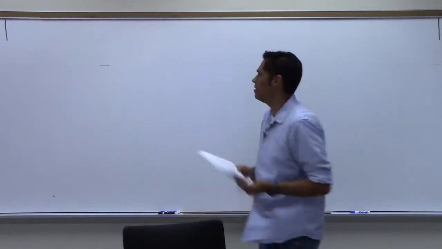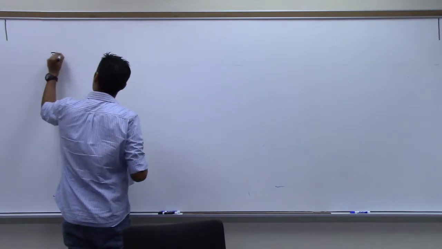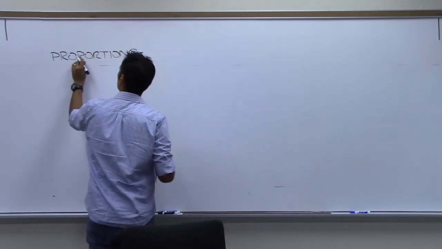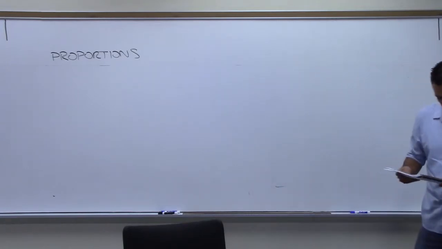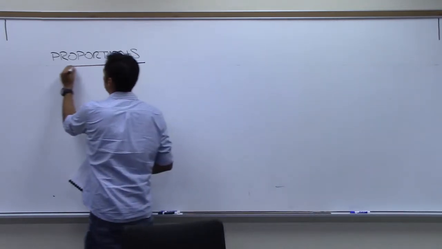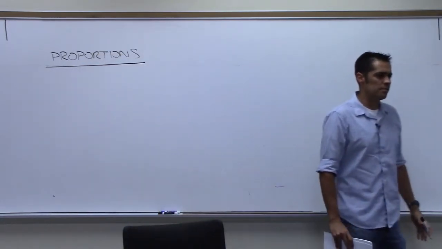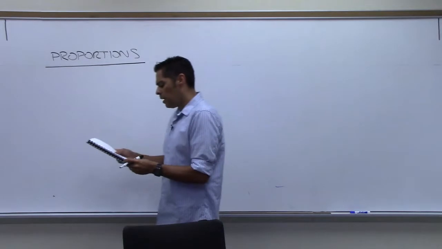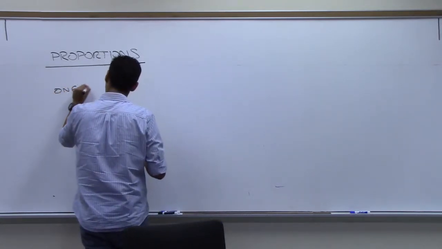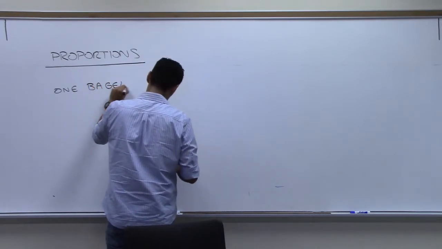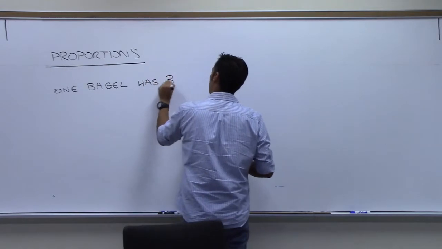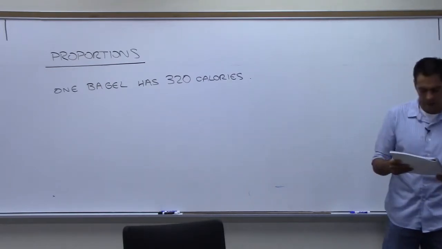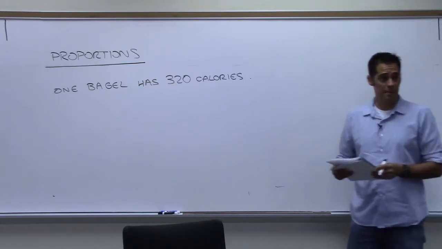Now proportions and percents, bless you, go hand in hand. And I think the best way to get into this topic is just to do a couple of examples, and then hopefully you'll kind of catch on to what's going on. All right? So let's take a look at this first one. I have here that one plain bagel, okay? So one bagel has 320 calories. How many calories are there in 2.5 bagels?